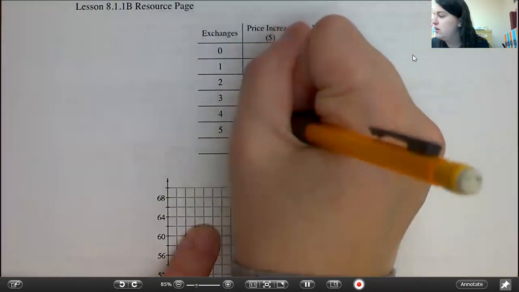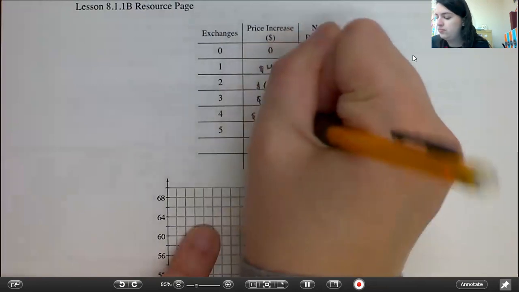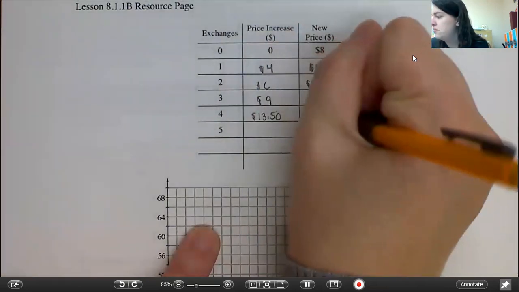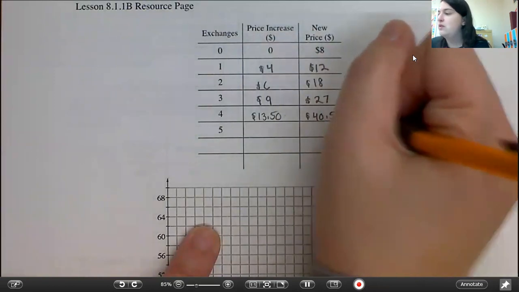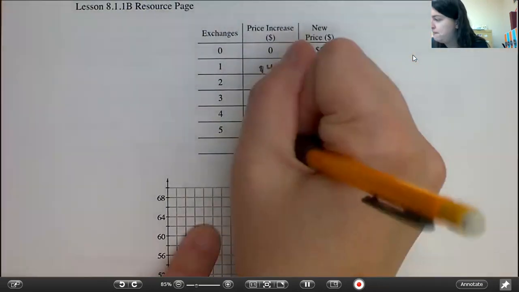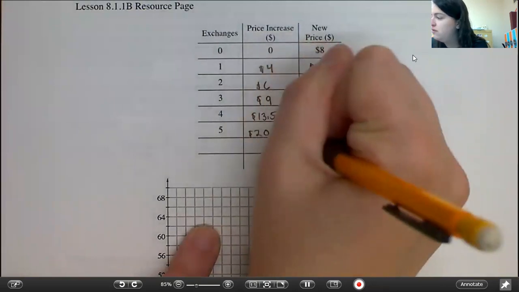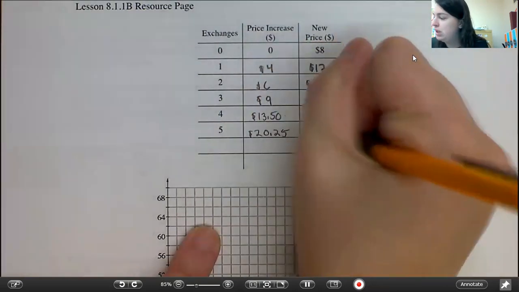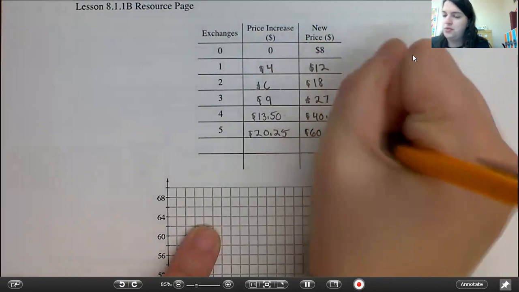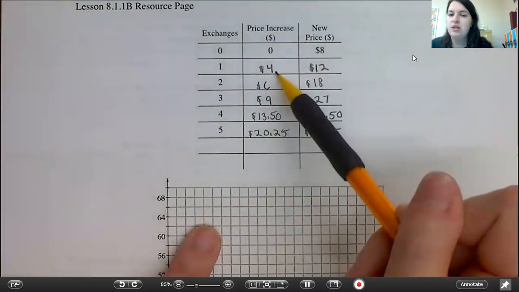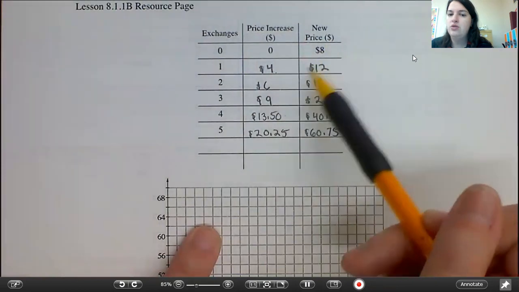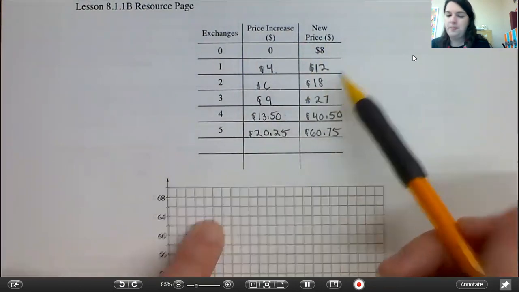50% of 27 is $13.50, and 50% of $40.50 is $20.25. So your total price would be $60.75. So again, you just ask yourself, okay, the new price, 50% of that is going to be the price increase, and then add those two prices together to get your new price.